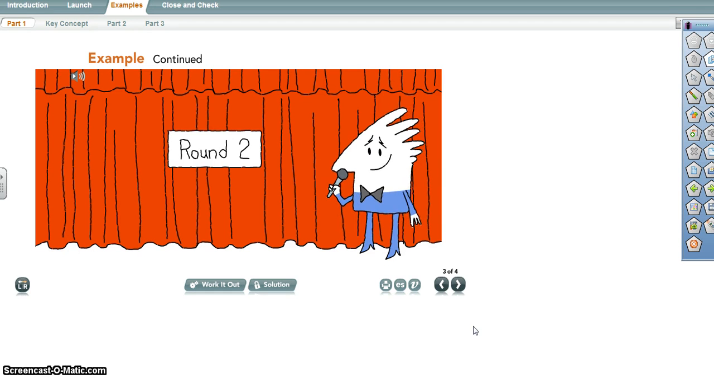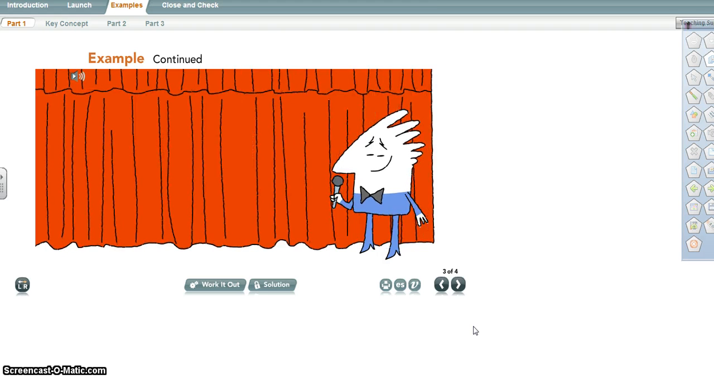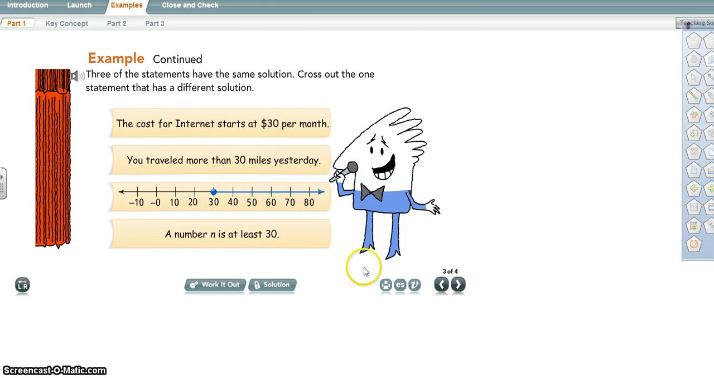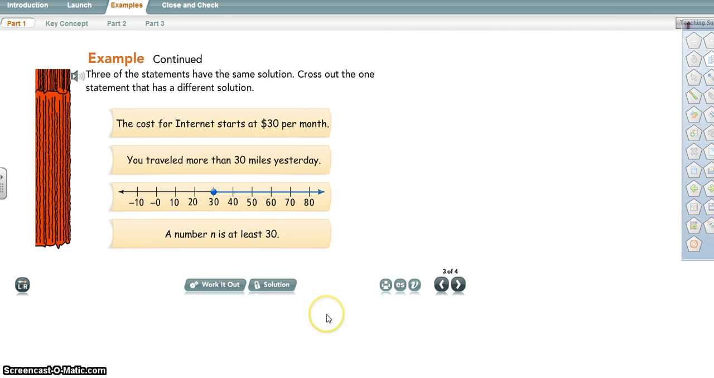All right, let's see what challenge is behind curtain 2. Three of the statements have the same solution. Cross out the one statement that has a different solution. Okay, so at this point, pause the video again and see if you can do each one on your own. Then play the video when you're ready to hear my answers.